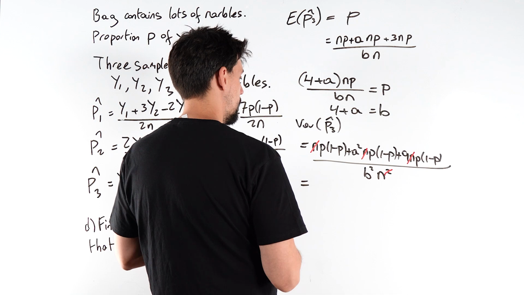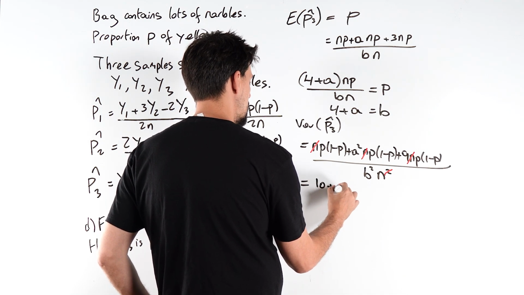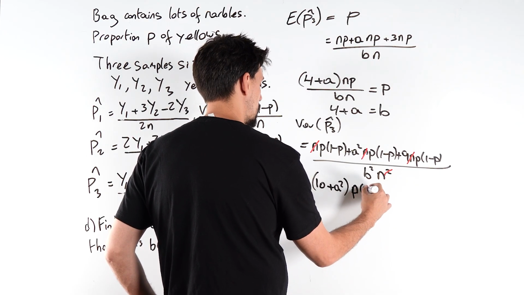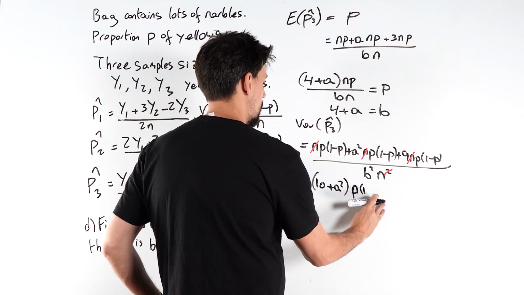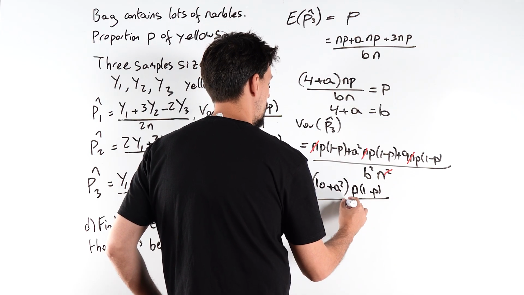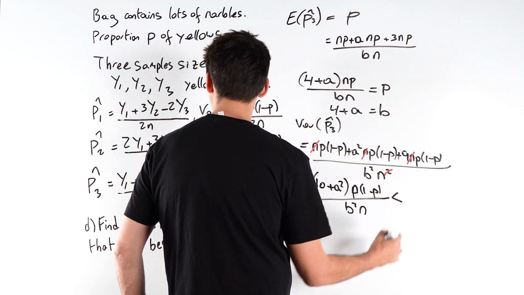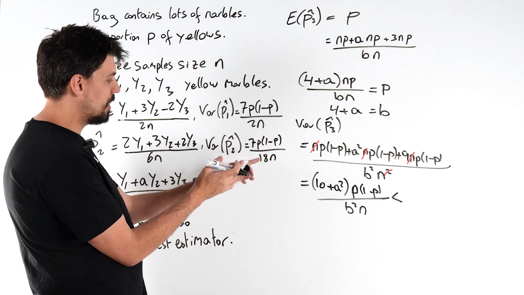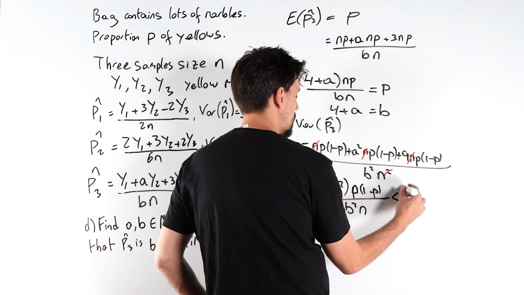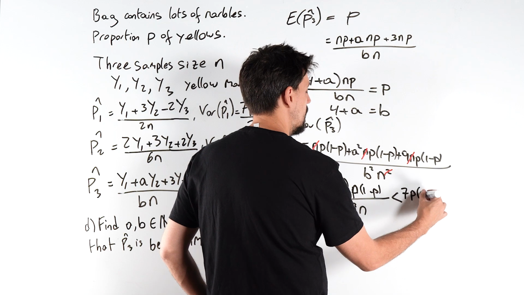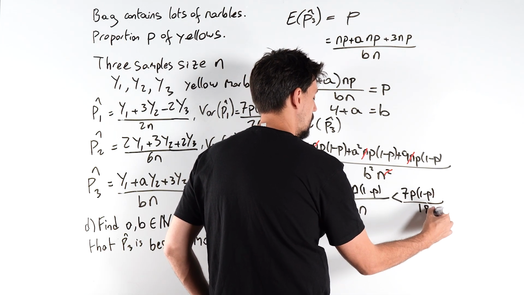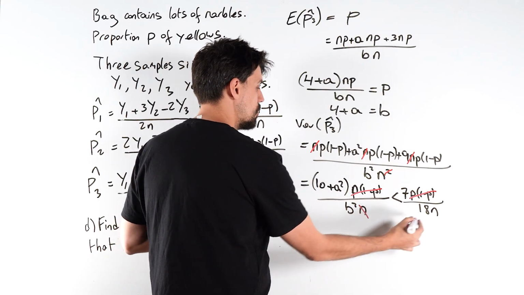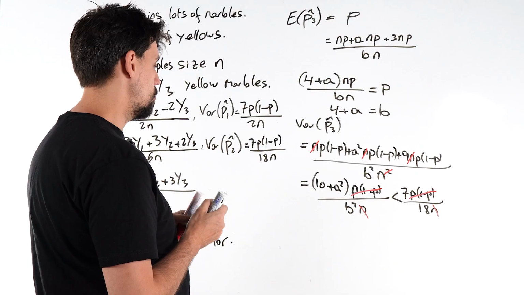So what do I need? This is (10 plus a) squared times p(1 minus p) over b squared n. That has to be less than, well, already my best variance is here. If I want this to be an even better estimate, that has to be less than this. So that is less than 7p(1 minus p) over 18n. Now I can divide through by that and that. That's all positive, no dramas. n is positive, no dramas.